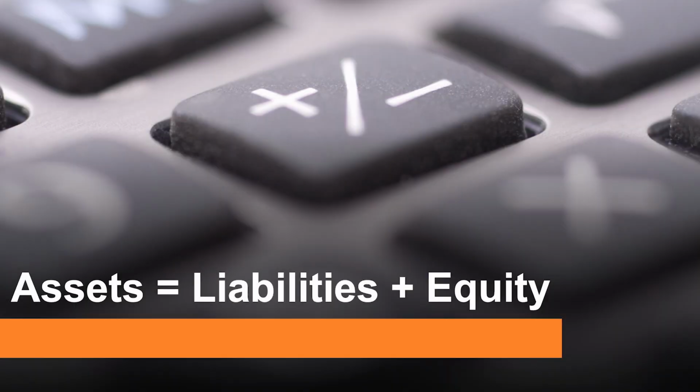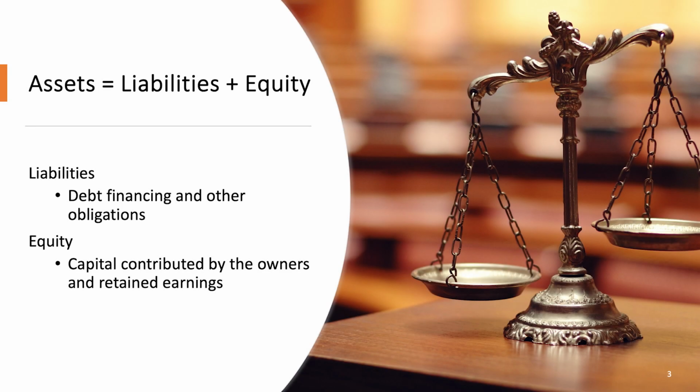The balance sheet follows a fundamental equation. Assets equal liabilities plus equities. This equation is the foundation of all accounting. Assets are listed on the left side of the balance sheet, while the right side shows how those resources were funded. There are two sources of financing. First, liabilities, which represent debt financing and other obligations the company owes to creditors. Second, equity, which represents capital contributed by the owners and any earnings that have been retained in the business rather than distributed to shareholders.